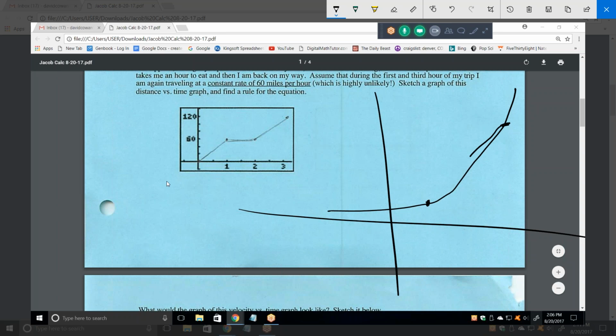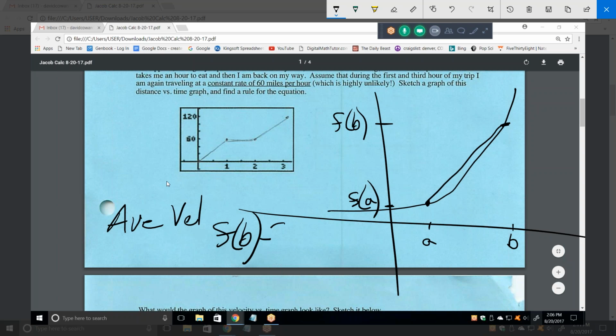Well, I know that the average velocity between those 2 points, A and B, is the function evaluated at B minus the function evaluated at A all over B minus A. So average velocity is f of B minus f of A all over B minus A. That's rise over run. You with me? Yep. Okay.